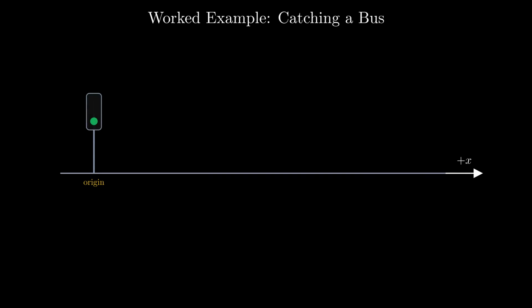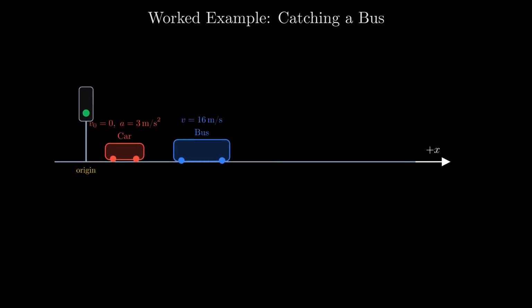At the instant a traffic light turns green, a car starts from rest with constant acceleration of 3 meters per second squared. At that same moment, a bus passes the car at a constant 16 meters per second. We need to find where along the road the car overtakes the bus. Set the origin at the traffic light with positive x in the direction of travel. Both objects start at position 0 when time equals 0.